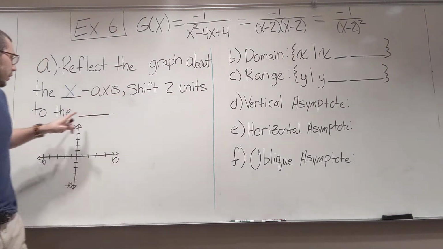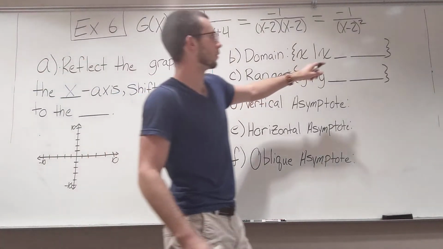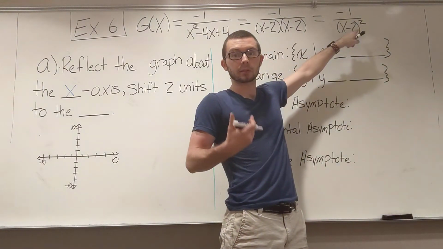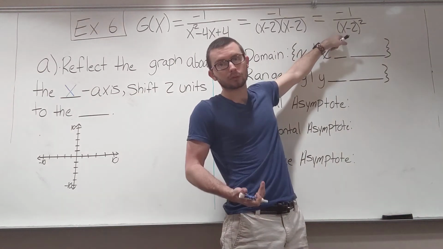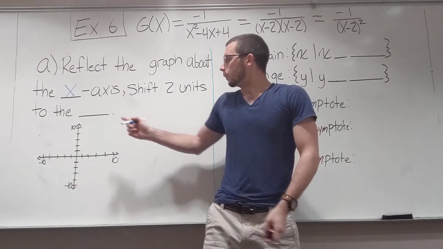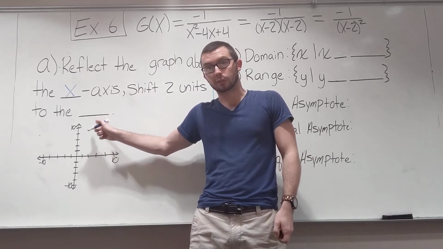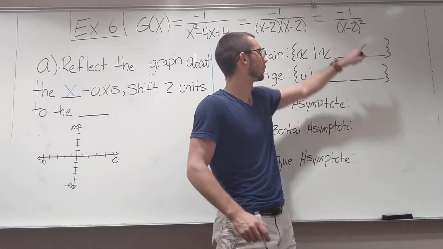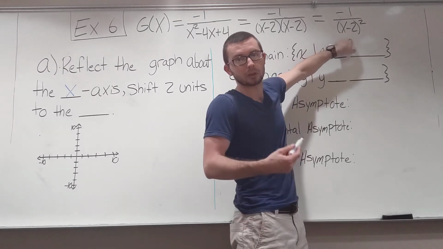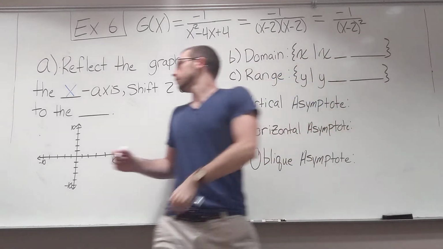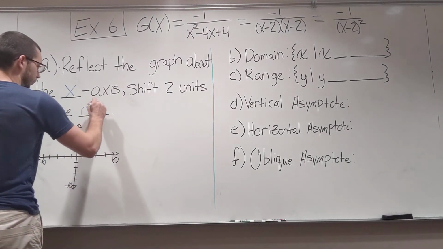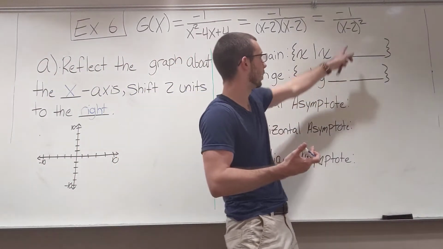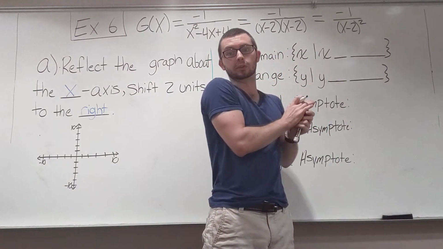And then we shift 2 units to the blank, and they are referencing the 2 right here. So remember, when we have a number that's affecting the x directly, that tells us we go left or right. So now we need to figure out whether this is to the left or to the right 2. Well, if we're going left or right, that means the opposite of the sign. So x minus 2, it's the opposite, which means we go to the right 2. And that's how we would conclude this part of the problem. We go to the right 2, because it is the opposite direction from the sign. And that's what that revision helps us determine, at least for part A.